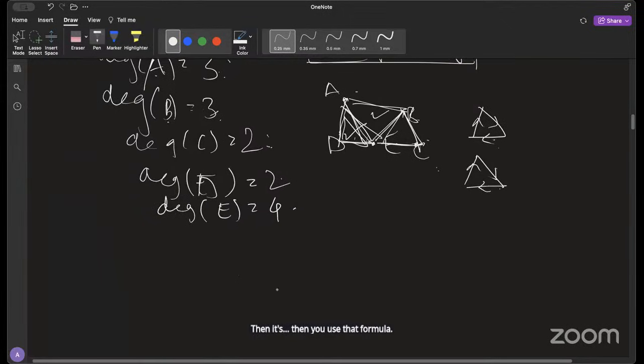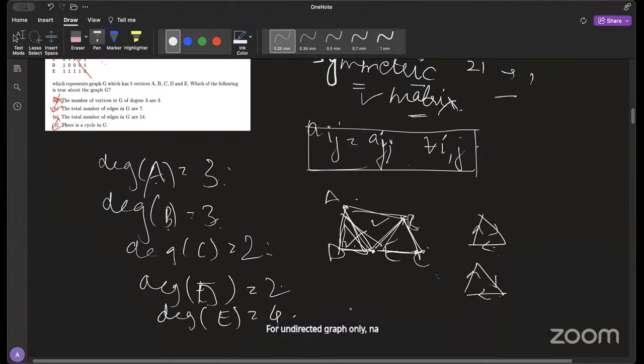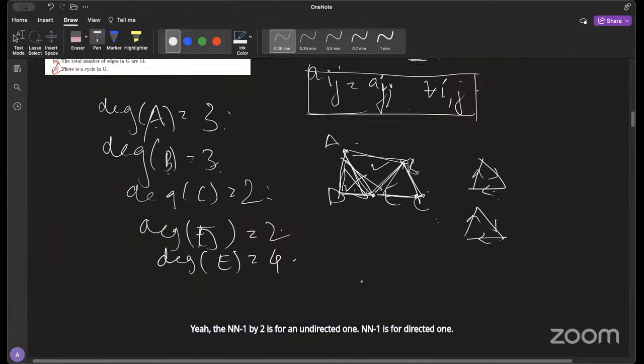Is that for undirected graph only, ma'am? Yeah, that formula, n minus 1 by 2, is for undirected ones, and n minus 1 is for directed ones. Okay, ma'am, got it.